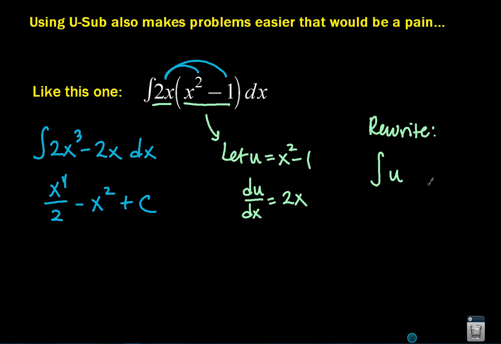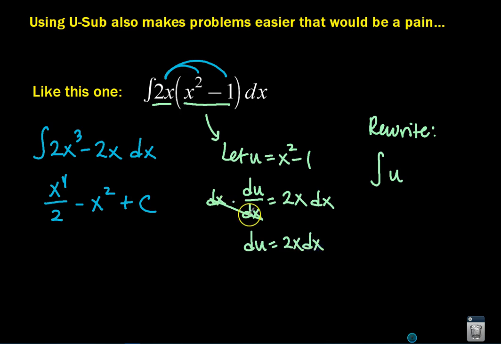So what I'm going to do here is take this guy right here and modify it a little bit. If I were to multiply both sides by dx, like so, then these two cancel out, and I end up with du is equal to 2x dx.